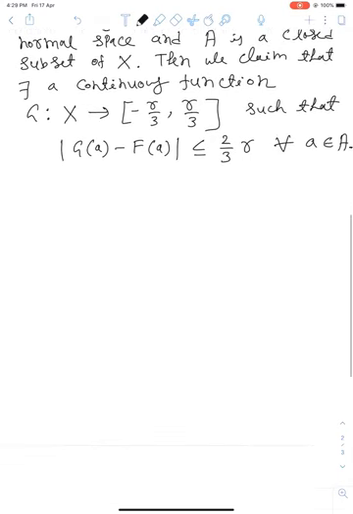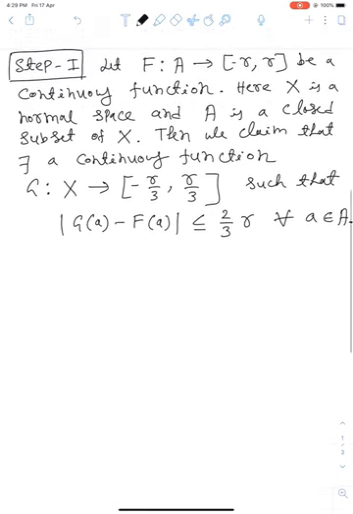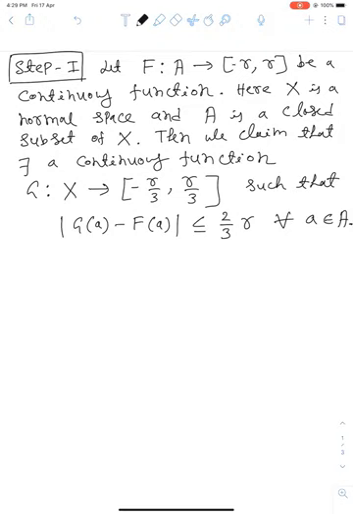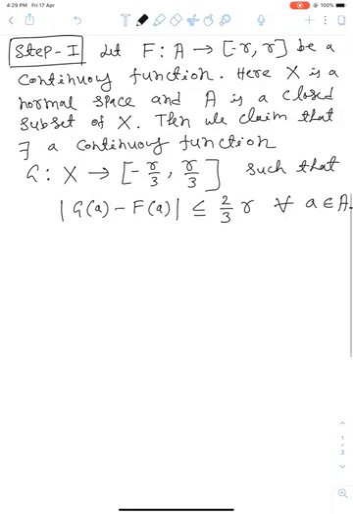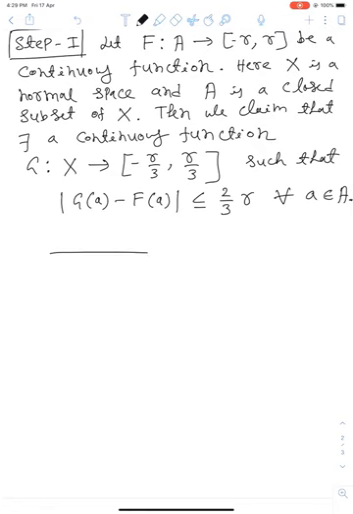Now how to prove this? First of all, we have a codomain, and my codomain is [-r, r]. Now what are we planning? We are planning to restrict the codomain, not exactly restrict, but to find another function g whose codomain is [-r/3, r/3].